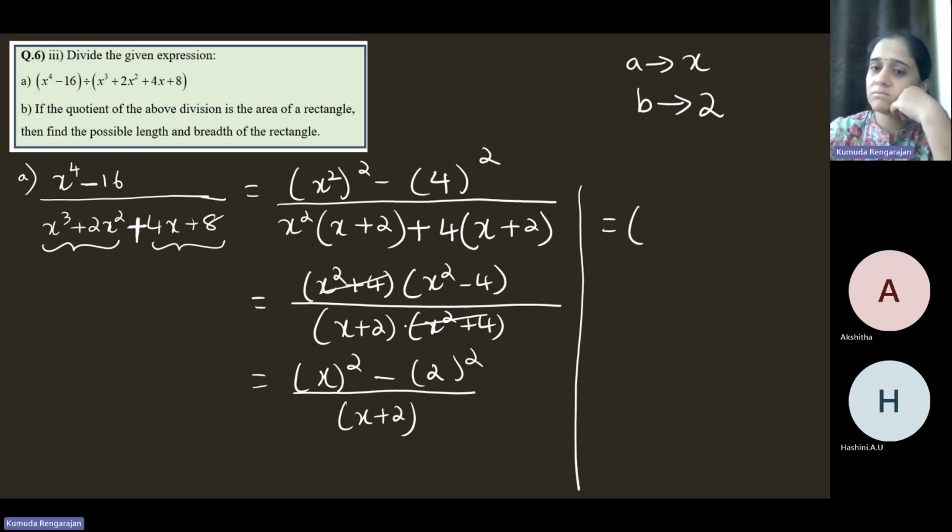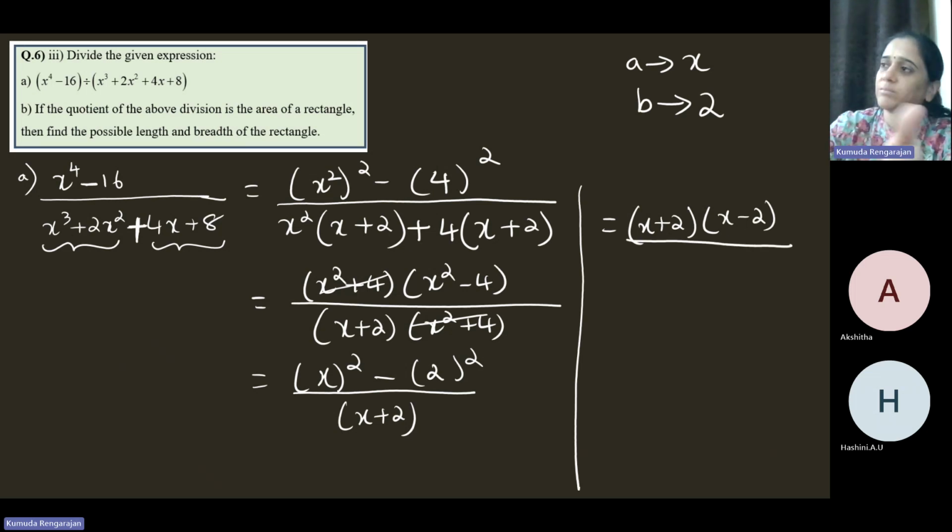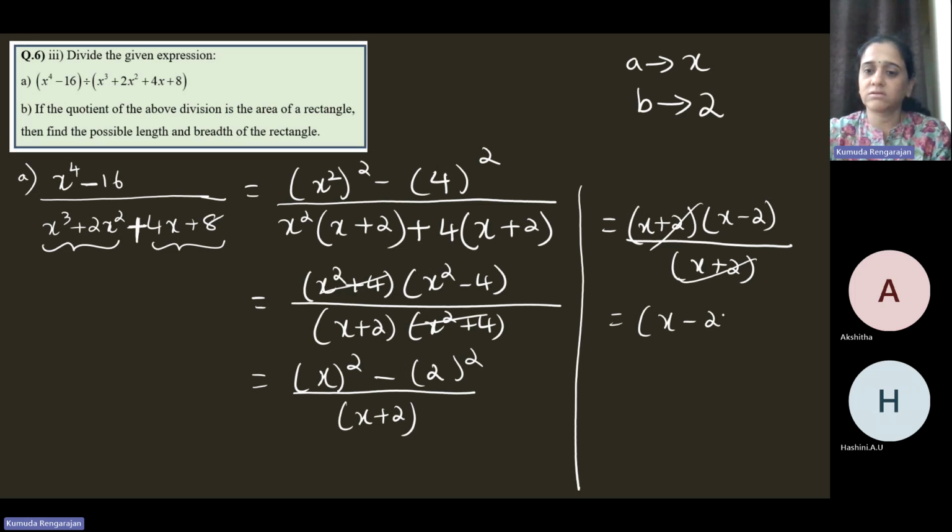Yeah. A plus 2 into X minus 2, see, that's all. No, A is X and B is 2. A squared minus B squared is A plus B into A minus B. So X plus 2 into X minus 2 by X plus 2 cancels. X minus 2 is the result. What is difficult in this?